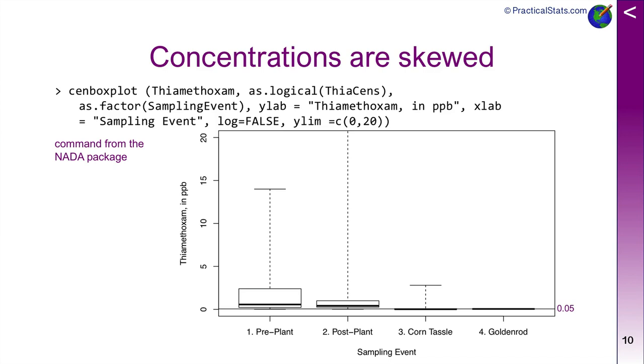This is the command to get this censored box plot, the cenboxplot command, which is part of the NADA package. The first version of that book that I showed you was named Nondetects and Data Analysis, and this package in R, which is the NADA package, is based on that book. It's not something that I wrote, and I don't have any ability to change it. There are some things in the NADA package I would like to change, and some things that we'll talk about today that I would love to add to that package, but I'm not able to do that. I'll show you how you can get around that today. So this is the command to get that box plot.